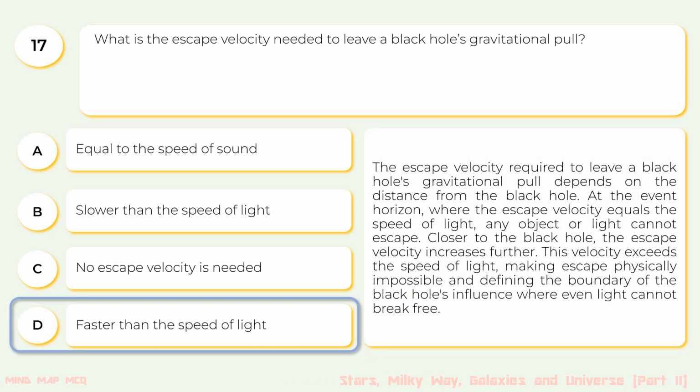The escape velocity required to leave a black hole's gravitational pull depends on the distance from the black hole. At the event horizon, where the escape velocity equals the speed of light, any object or light cannot escape. Closer to the black hole, the escape velocity increases further. This velocity exceeds the speed of light, making escape physically impossible and defining the boundary of the black hole's influence where even light cannot break free.